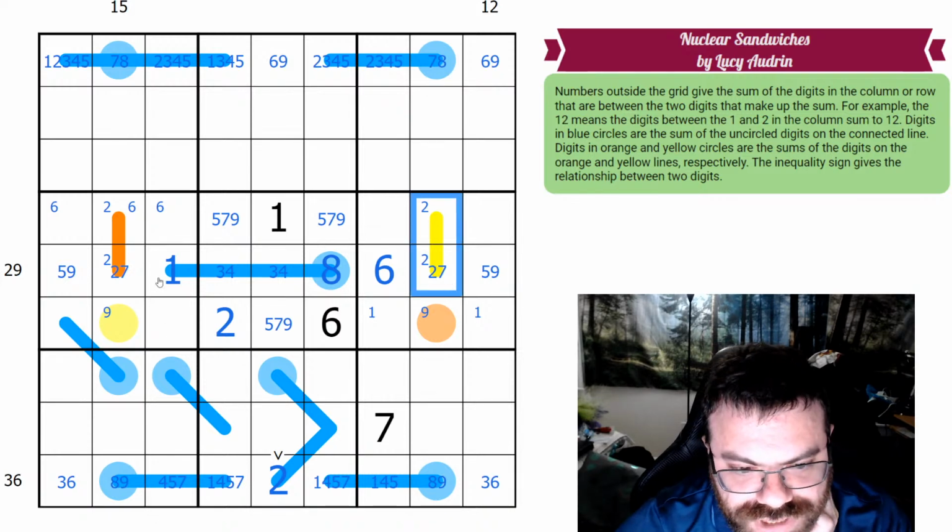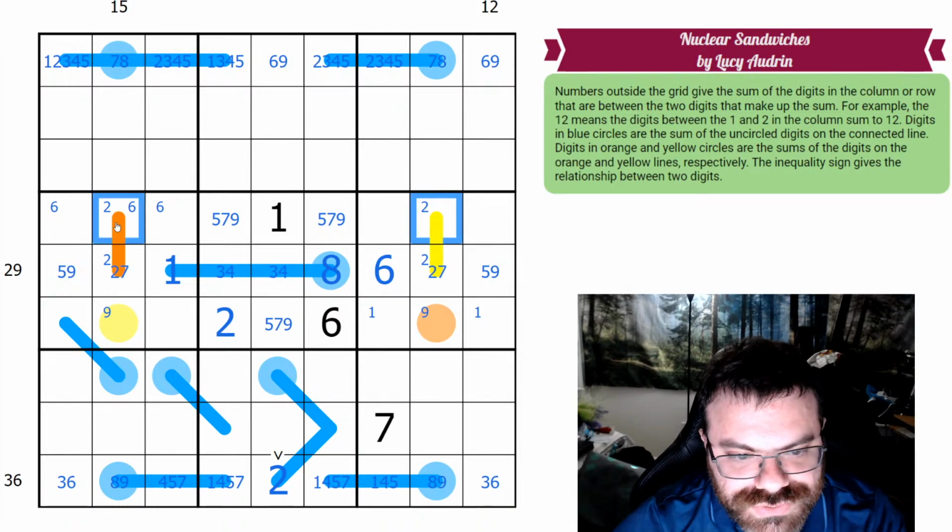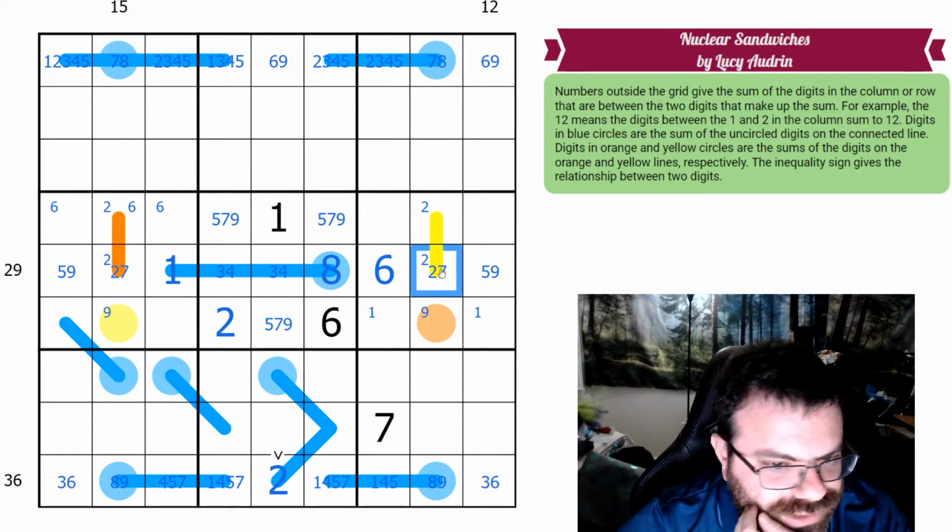Right. One of these is a 2-7 pair, but... or, yeah, one of these is a 2 to go along with a 7. I know that.